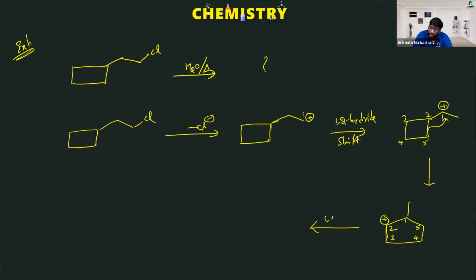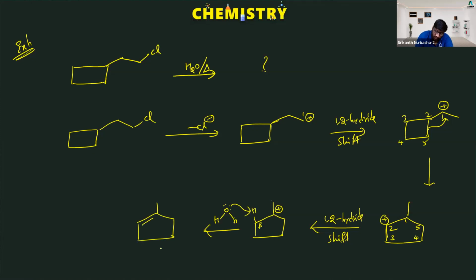Now we can do the 1,2 hydride shift again. If you do the 1,2 hydride shift, you will get a carbocation like this, which is the most stable carbocation. Now water is there in the reaction mixture. Water will act as a base now. This is the alpha carbon. This is beta. The proton from this beta carbon is picked up, and you will get this type of alkene. This is the major product. Yes or no?